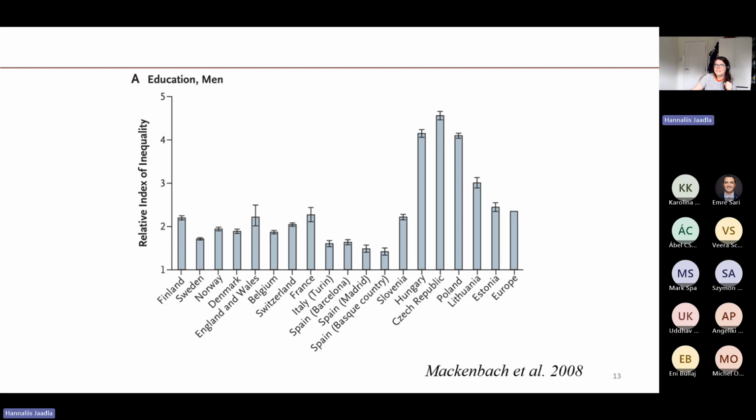So here's an example of a public health classic. This is Mackenbach's 2008 paper looking at socioeconomic inequalities in health in 22 European countries. So this is a classic paper. I can't ask you if it's an absolute or relative measure, because it does tell the relative index of inequality. So it is a relative measure.